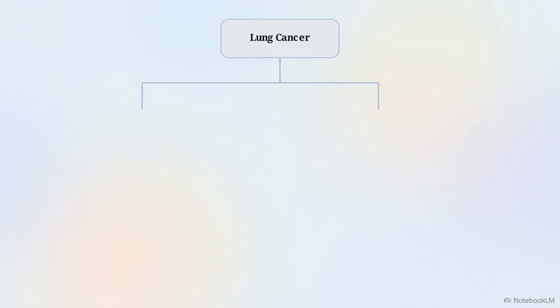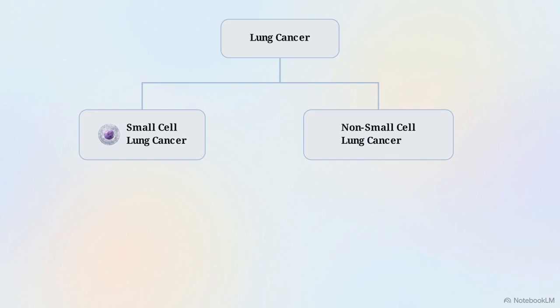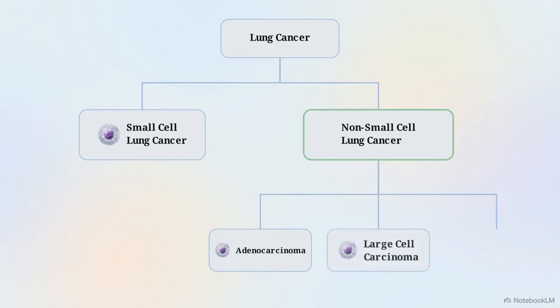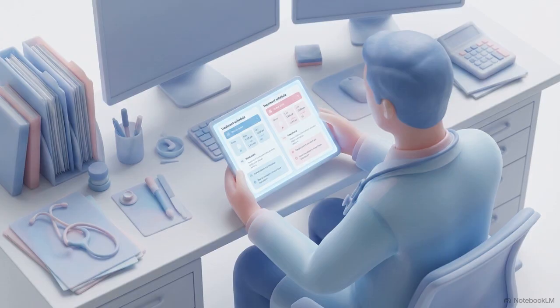Every lung malignancy is sorted into one of two major cellular categories: small cell lung cancer or non-small cell lung cancer. That non-small cell branch further divides into three distinct histological subtypes: adenocarcinoma, large cell carcinoma, and squamous cell carcinoma. Making this initial distinction dictates the entire clinical pathway.